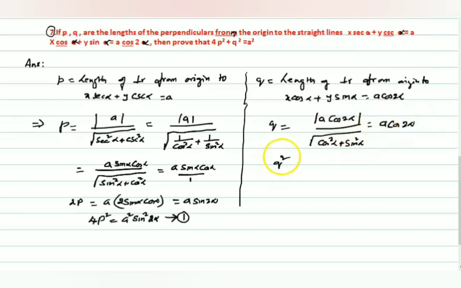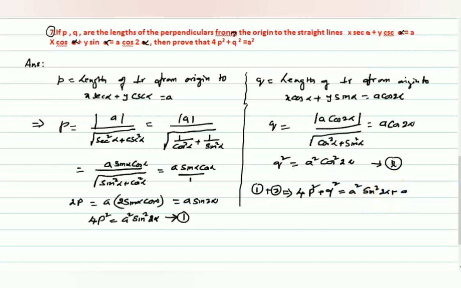So what is q square? Q square is a square cos square 2 alpha. Now add these two things, 1 and 2. Equation 1 plus 2 implies, LHS is 4p square plus q square. RHS is a square sin square 2 alpha plus a square cos square 2 alpha. So clearly it is a square into sin square 2 alpha plus cos square 2 alpha, which is nothing but a square. So 4p square plus q square is equal to a square.